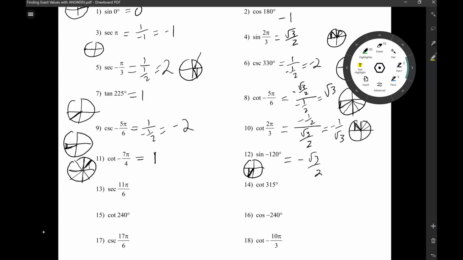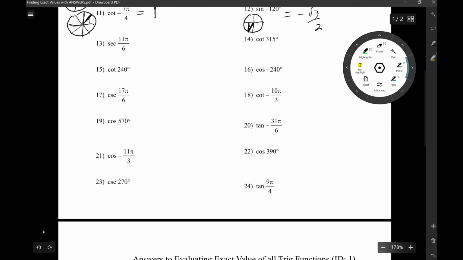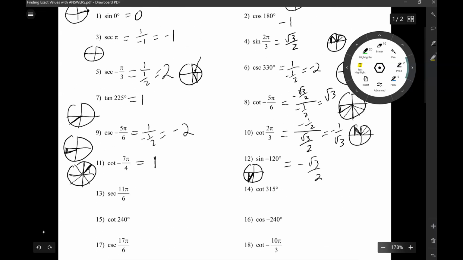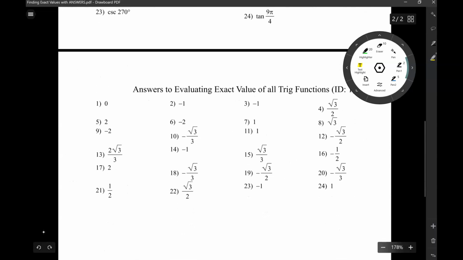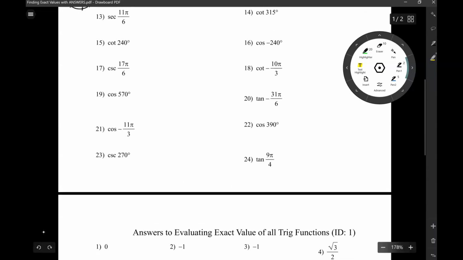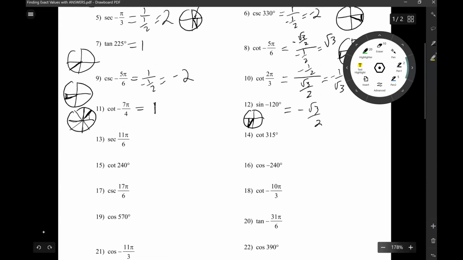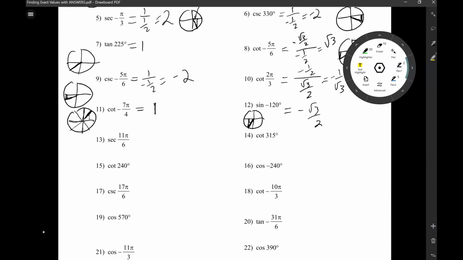Okay. I think I'll do a couple more, but I did want to point out that the answers are down here, so you could do this, but I just wanted to talk through some of these. And maybe I'll do a couple more, a little bit slower.